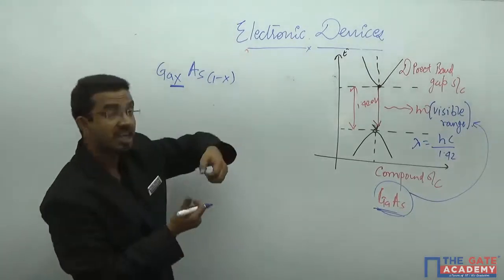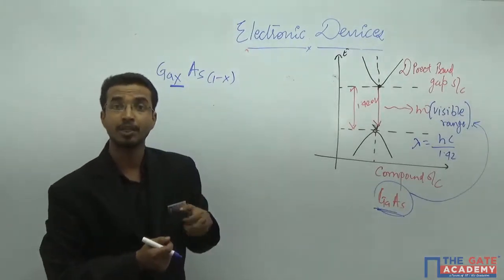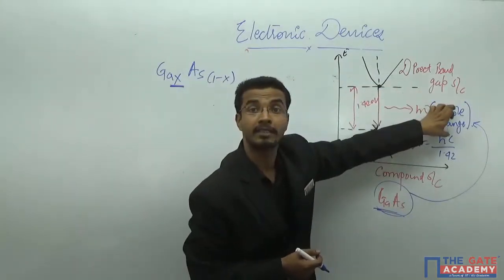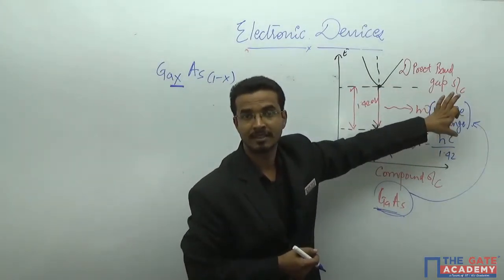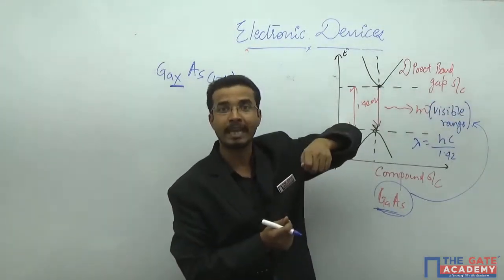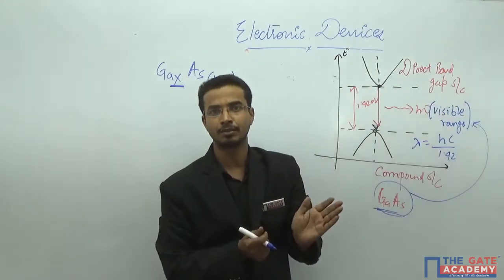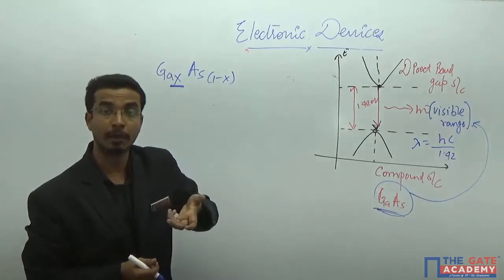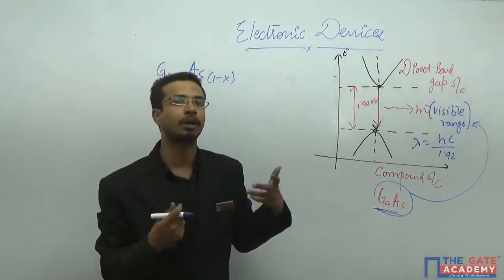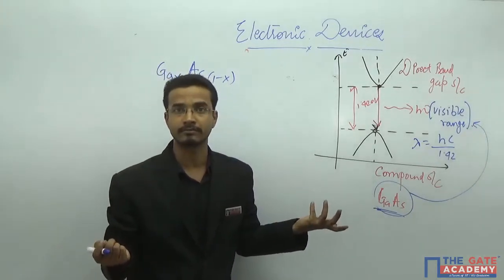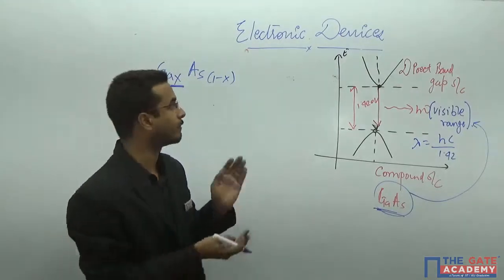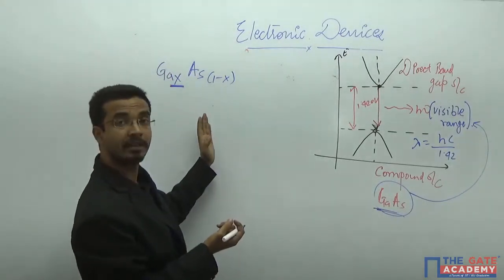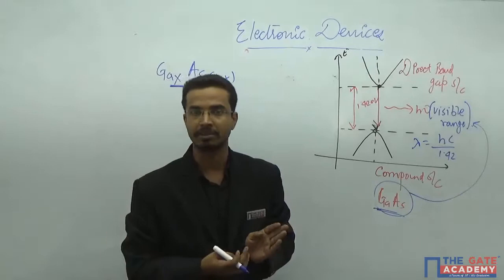If you are able to change the energy band gap of the material, you can change the color offered by the device. Okay? Because the energy band gap is directly related to the wavelength of the emitted light. If you are able to control the wavelength, you are able to control the color also. That is the only difference between the direct band gap semiconductor and the indirect band gap semiconductor.